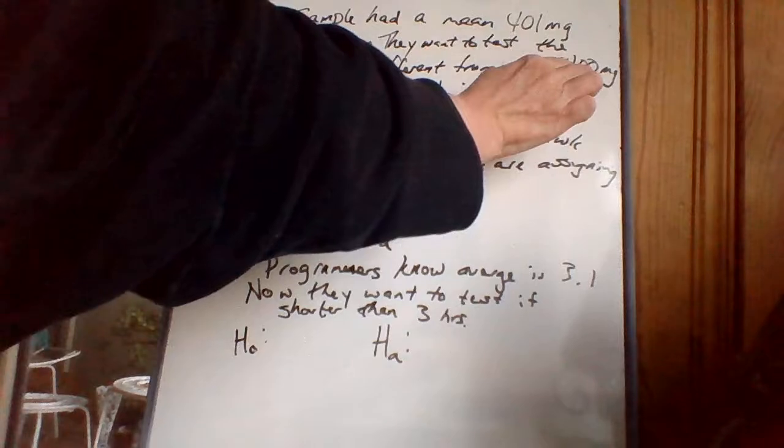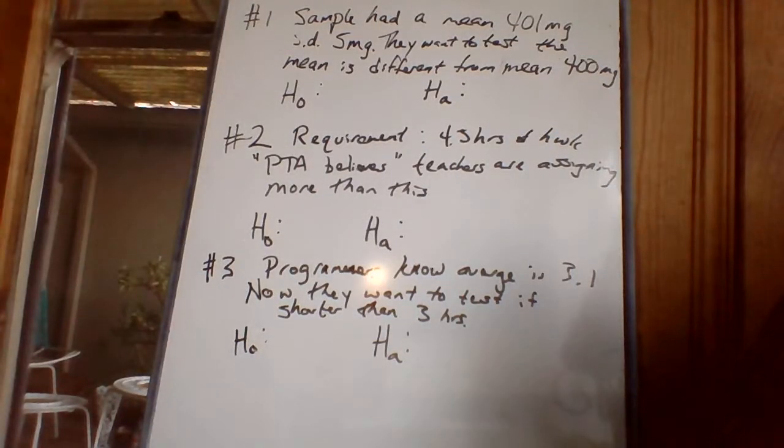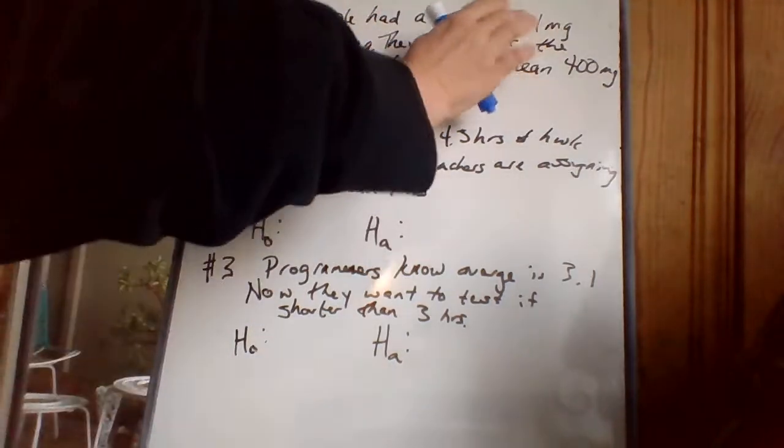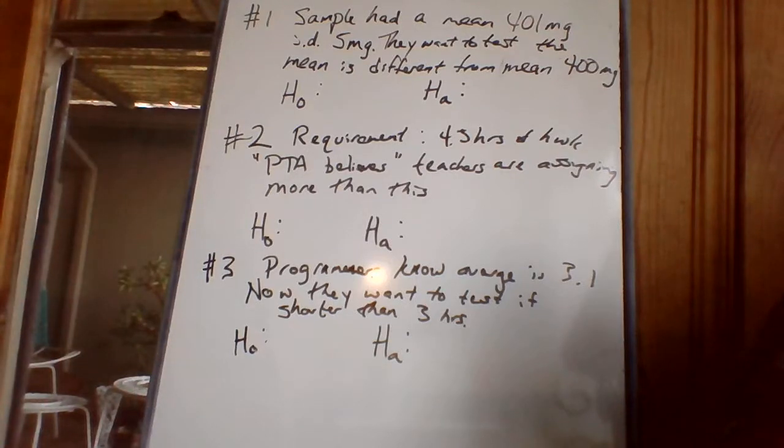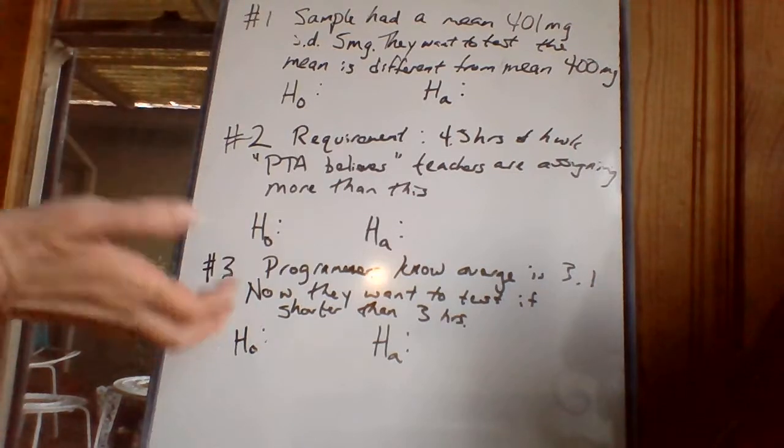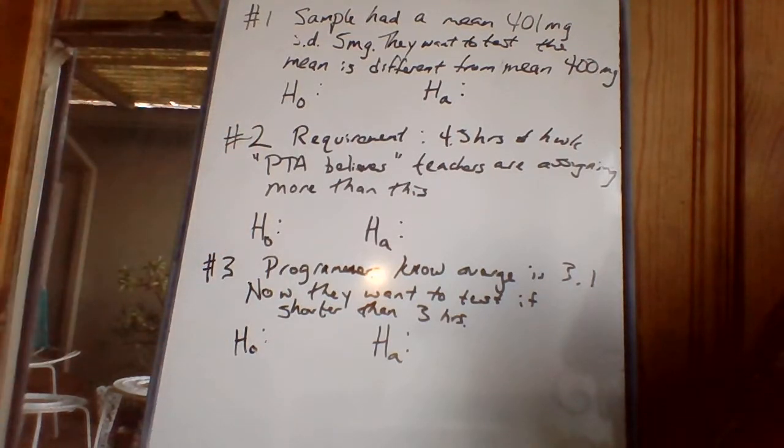So they want to test the 400. That's the number that's going to go in my hypothesis. And that's the only number going into my hypothesis. I don't put 401 in my hypothesis at all. I just put 400. Now what do I need to test? The mean is different from a mean of 400. Different. Okay, well, I didn't see any words like less, greater, more, less than, more than. All I see is different, like equal and not equal. So as long as I don't see any greater or less than type words, I'm going with equals.